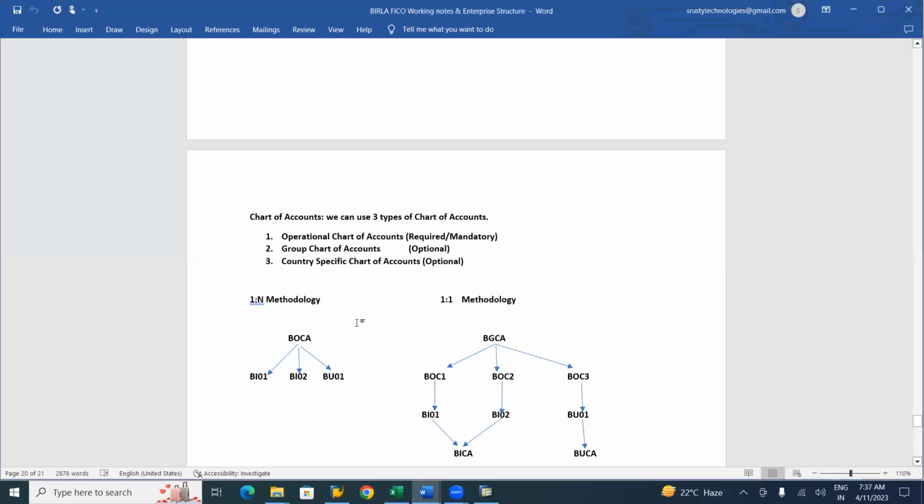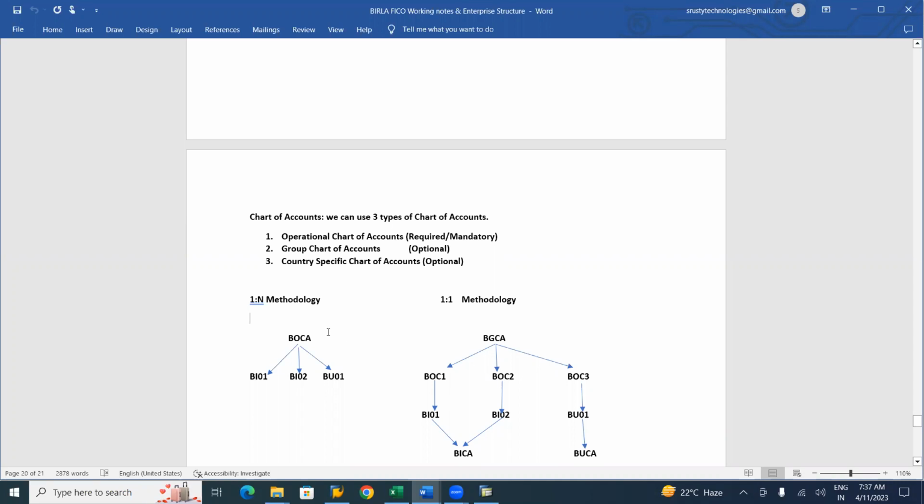So 1:n methodology, in the sense, what is the advantage with the 1:n methodology? One chart of accounts can be linked to a number of company codes. For all member company codes, we can use only one chart of accounts. And what do we mean by 1:1 methodology? One chart of accounts will be linked to only one company code, and for consolidation purposes, we will create one more group chart of accounts, right? Here we have three company codes, BI01, BI02, BU01. Each company code has a different chart of accounts.